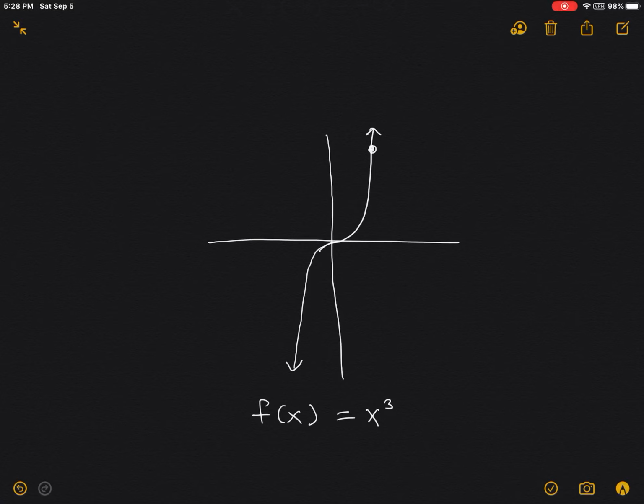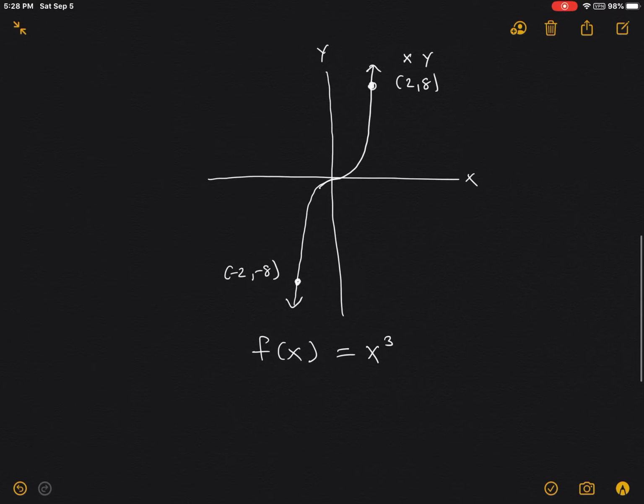So what can you observe from this? Maybe let's plug in a point. We'll call it 2, 8, and down here we'll call this one negative 2. If you plug negative 2 into this function, you're going to get negative 8. So what can you observe in general? This is x comma y. And by the way, this is actually called an odd function.